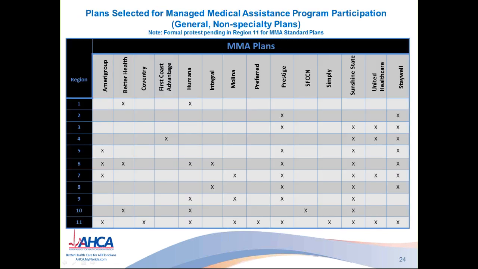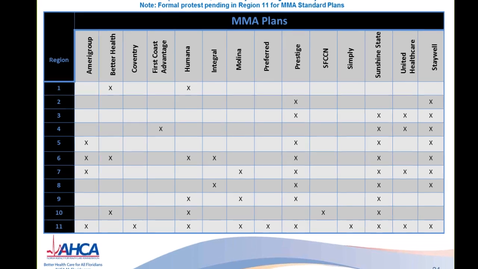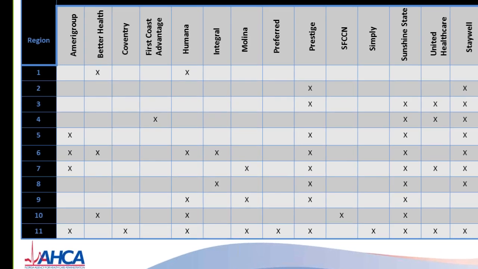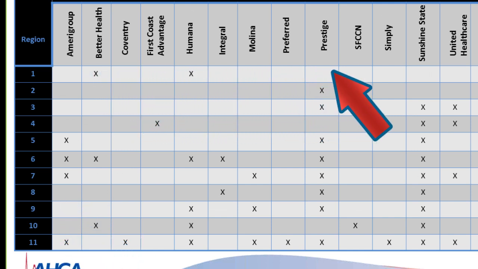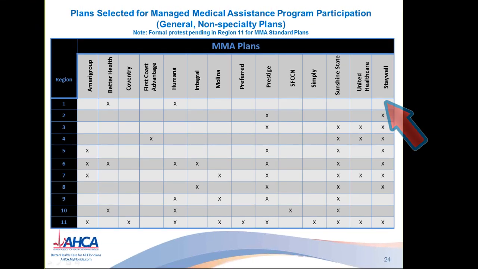This slide depicts by region the plans that have been selected and that will be available in each region as a plan choice. If you look to the far left column where it says regions, you just go down from 1 to 11, and then as you go across, you'll see the names of each of the health plans, and we have an X in the box of the regions that they will serve.